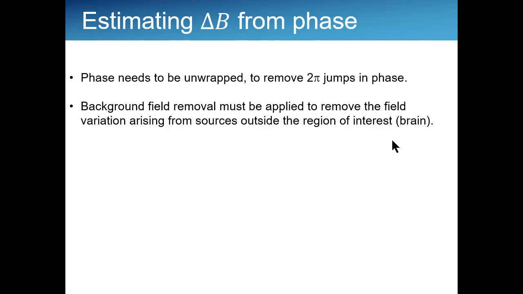So there are a couple of other things we need to do in order to get to the field variation that came from the susceptibility in the region we're interested in. And I'm not going to go into these in great detail because you can give a whole educational talk on these, and hopefully there were good talks in those areas early in the week. But you need to unwrap the phase and you need to remove the background field.